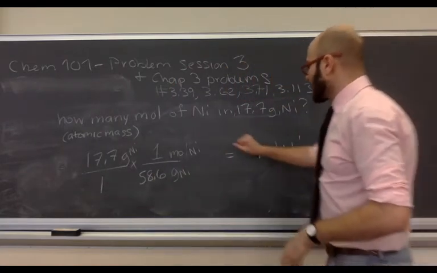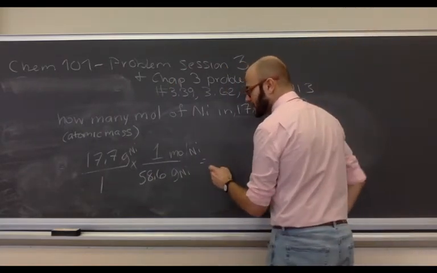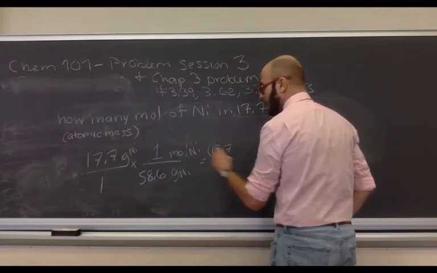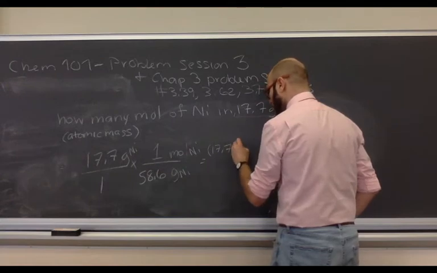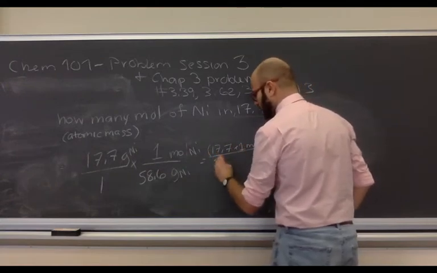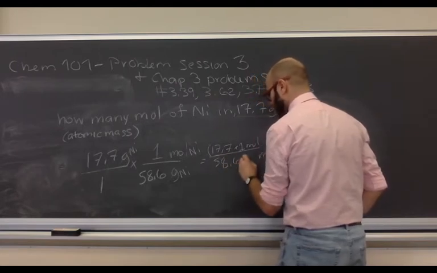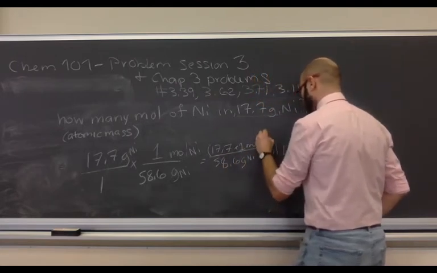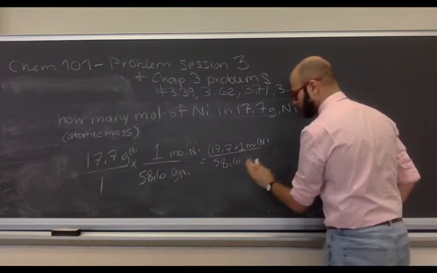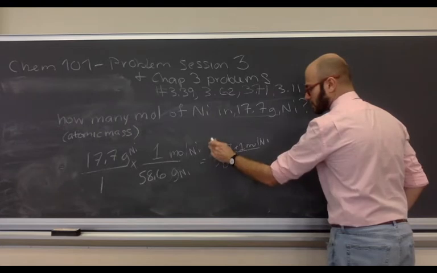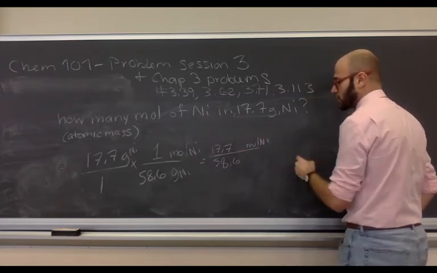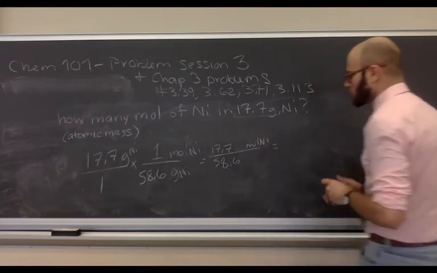And from here, it's really not so bad, right? We could see it a couple ways. We could see it as 17.7, now the grams are gone, times 1 mole over 58.6 grams of Ni. And that's canceled too. So really it just becomes 17, or roughly 18, over 58. And so we'll be able to find it.